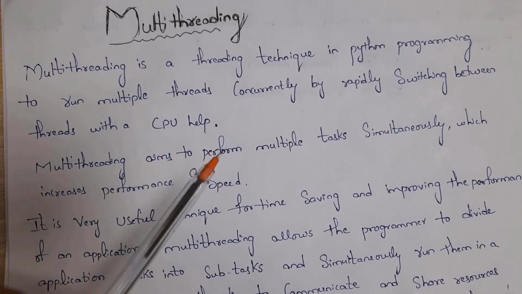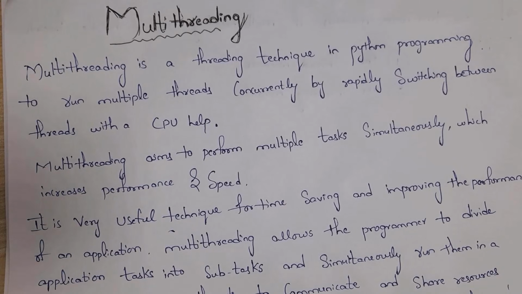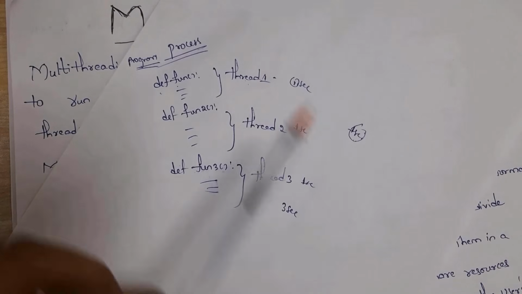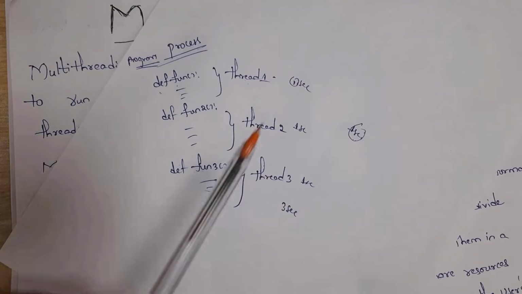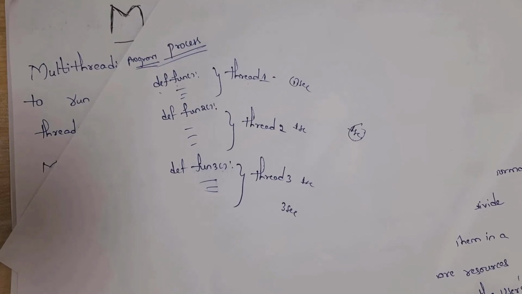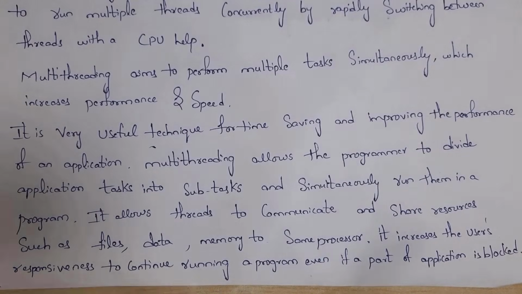Multithreading aims to perform multiple tasks simultaneously, which increases performance and speed. By using multithreading, we can execute multiple tasks at a time, which will increase performance and speed. I already explained this example. Normally, if you execute this program serially, the time taken is 3 seconds. If you execute this program parallelly, the time taken is 1 second. It is a very useful technique for saving time and improving the performance of an application.